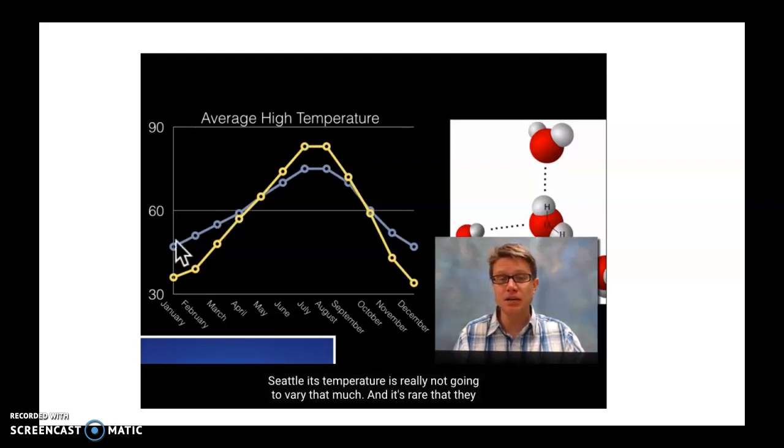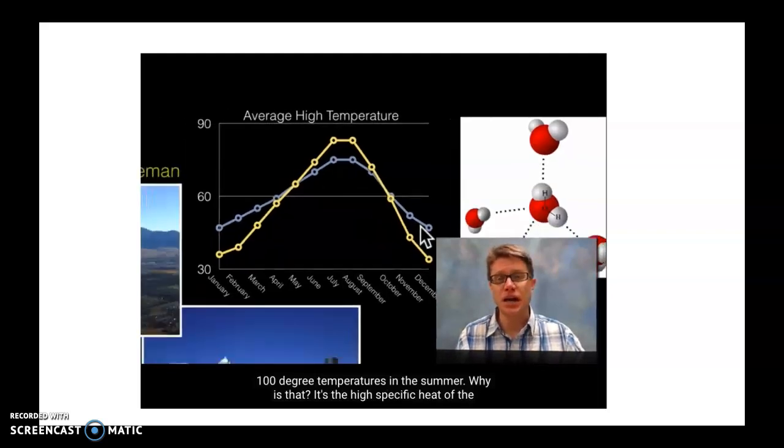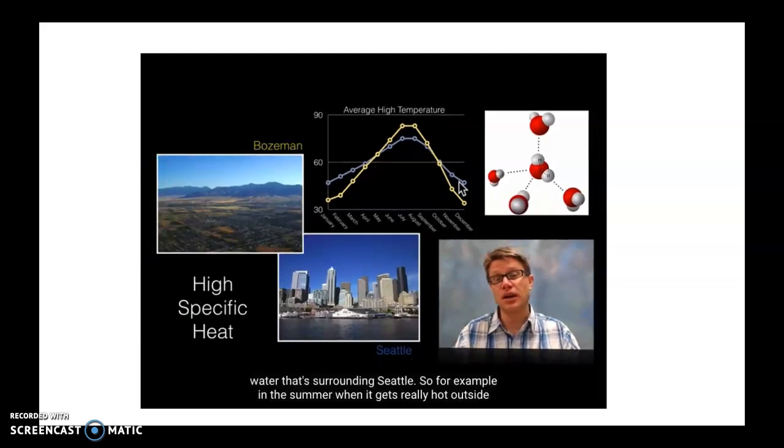But if we were to look at Seattle, its temperature is really not going to vary that much. And it's rare that they have really icy roads and a lot of snow. And it's also rare that they're going to have 100-degree temperatures in the summer. Why is that? It's the high specific heat of the water that's surrounding Seattle.